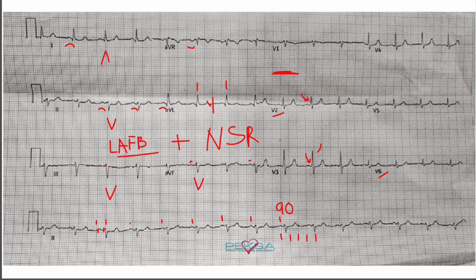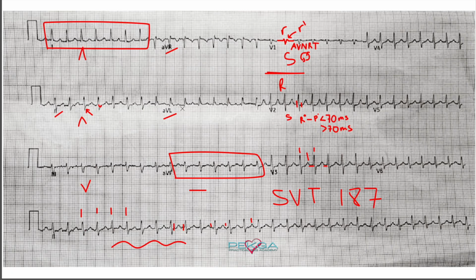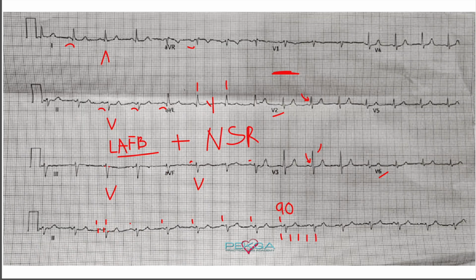And this is what would go into your report, right? We had SVT upon arrival, upon admission, of 187 beats per minute. It was most likely AVNRT. You want to put that in your report or not, it doesn't matter. It was successfully converted using a vagal maneuver into normal sinus rhythm. Heart rate was at 90 beats per minute, and we do have a presence of left anterior fascicular block.